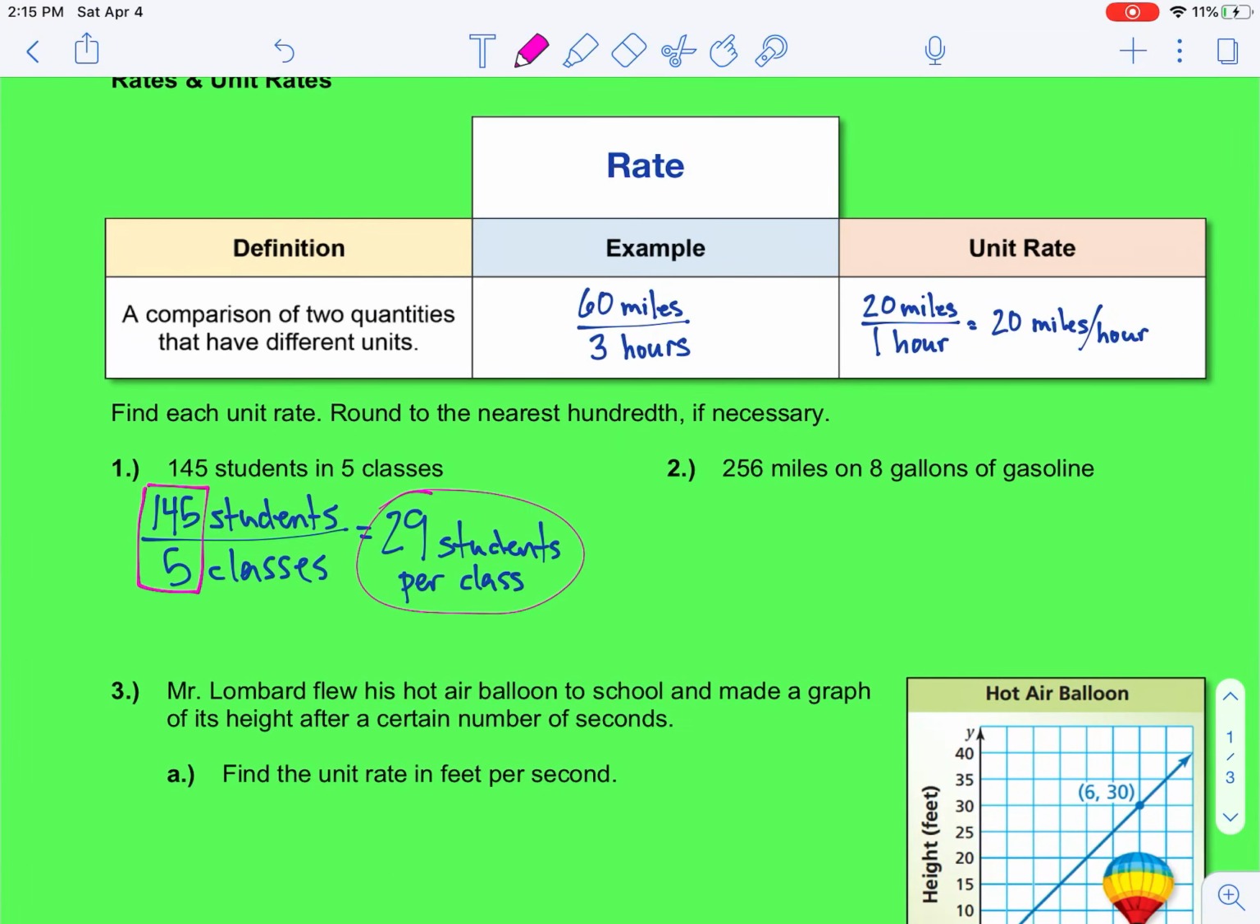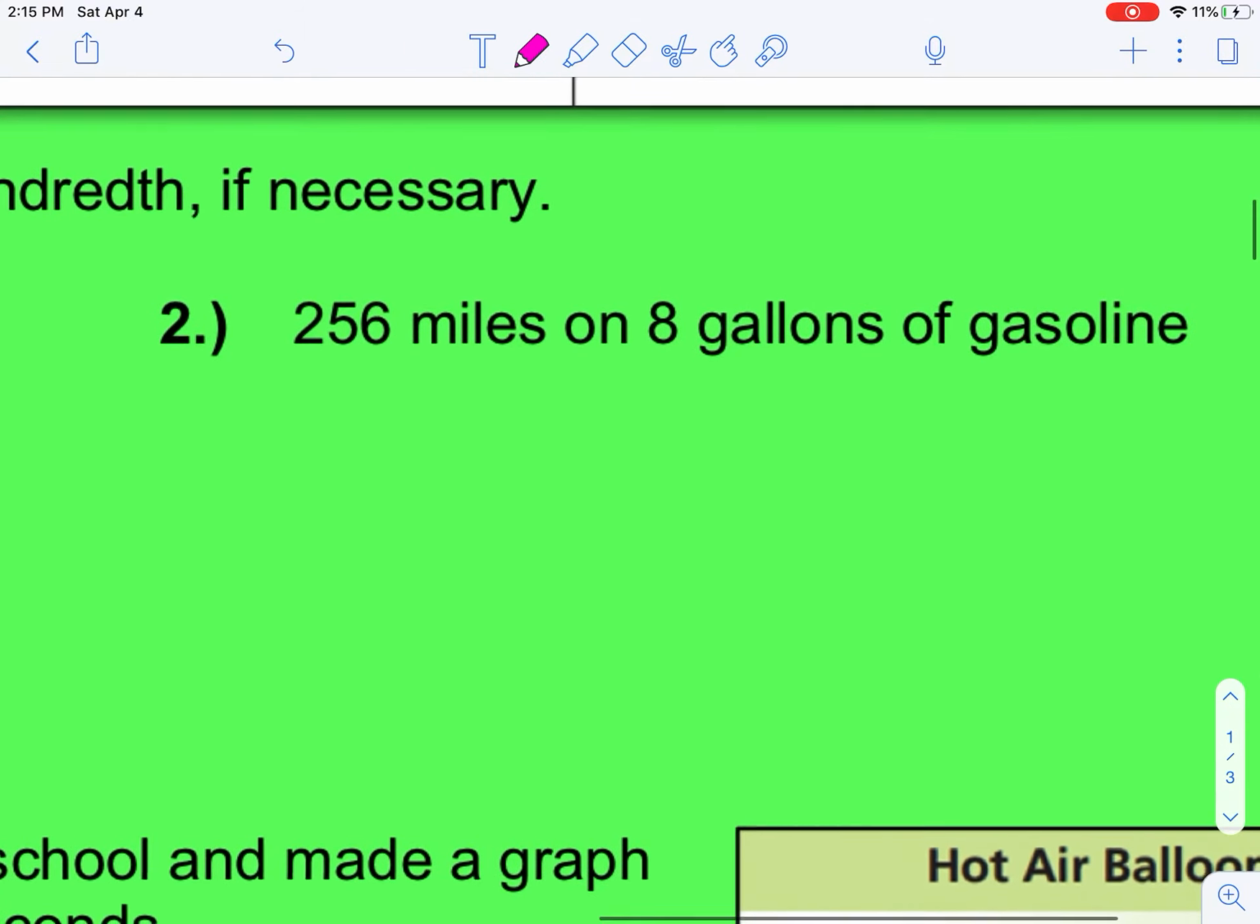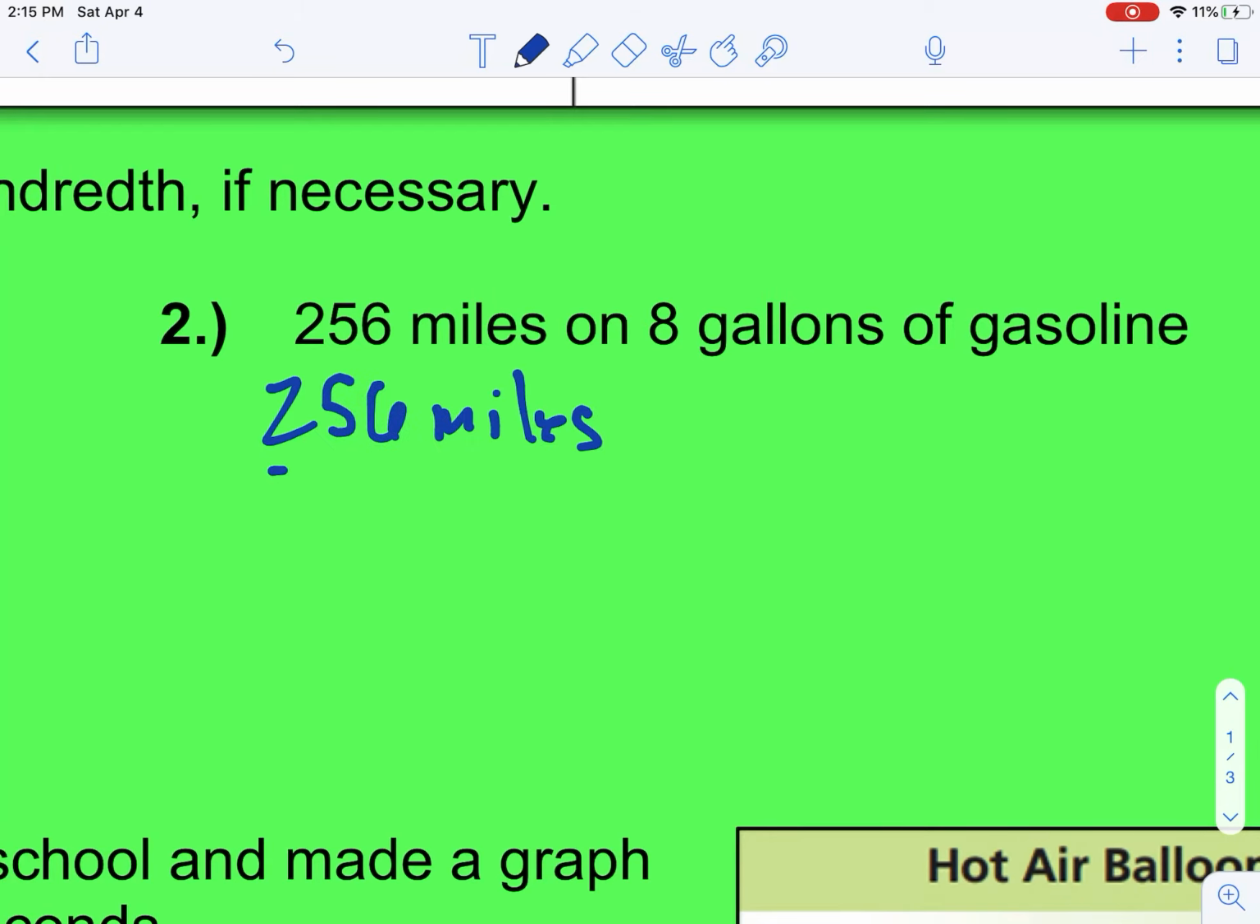All right, let's take a look at our next one. I have 256 miles on 8 gallons of gas. So the two things I'm comparing is miles, so I have 256 of those, and gallons, of which I have 8 of. But I don't want to know miles per gallon or miles in 8 gallons. I want to know how many miles in 1 gallon.